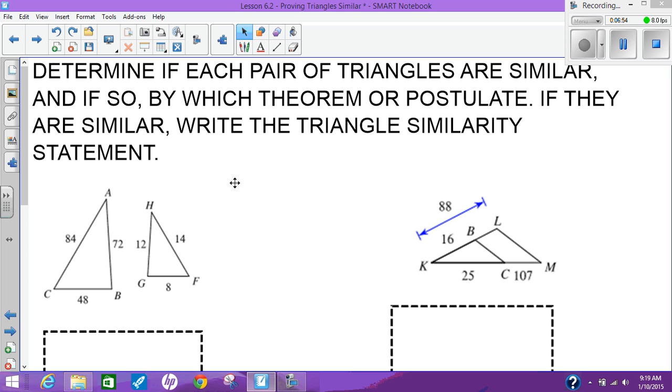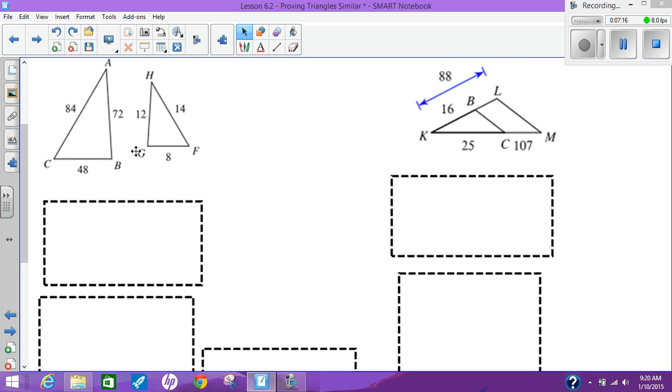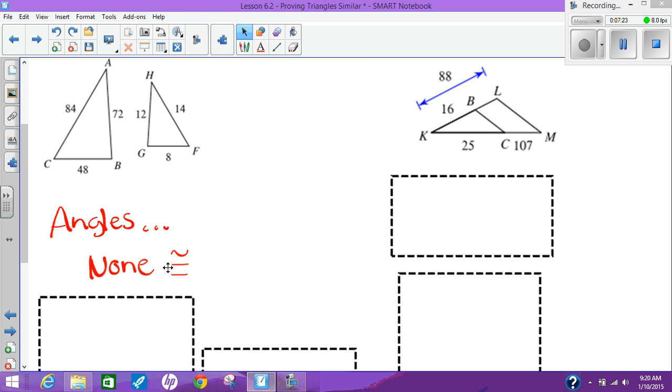I recommend, as we did in polygons, checking angles first. If we don't have any angles congruent, we still can check the sides and proceed from there. So go ahead and pause and try these 2 examples. So if we look at this first one, these 2 triangles, we don't see any information about the angles. So if we're trying to check off angles, we can see that we don't know anything about them being congruent.